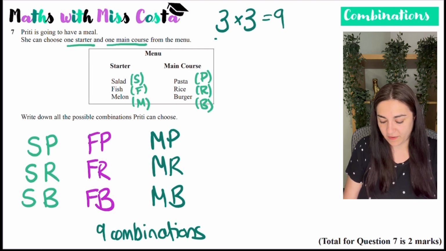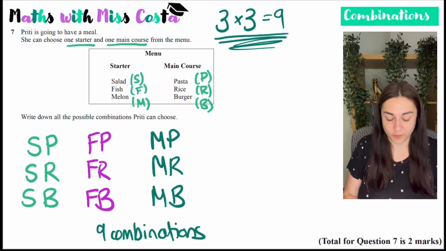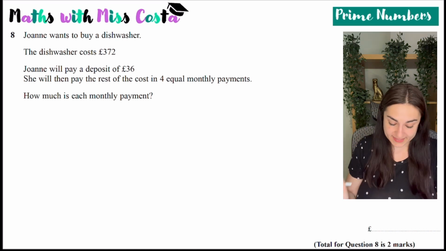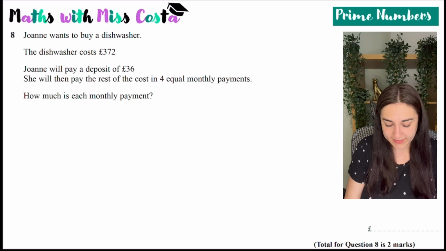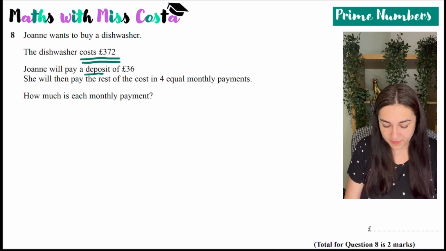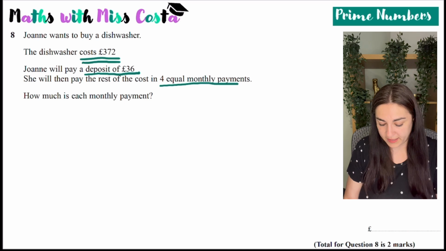3 times 3 is 9. So that's just a way that you could double check if you've got the right amount of combinations. Next, I'm told that Joanne wants to buy a dishwasher. The dishwasher costs £372. Joanne will pay a deposit of £36. She will then pay the rest of the cost in 4 equal monthly payments.